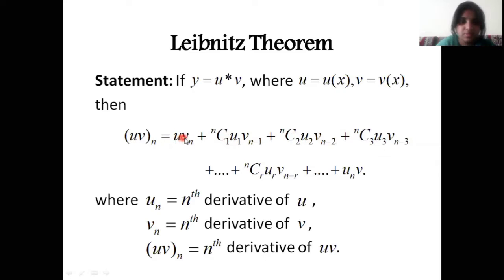See here, this vn is nothing but the nth derivative of v, and this un is nothing but the nth derivative of u, and this vn minus 1 is the n minus 1th derivative of v, and so on. So this is what I have mentioned here. This is nothing but the nth derivative of uv. So let's move on to the proof.